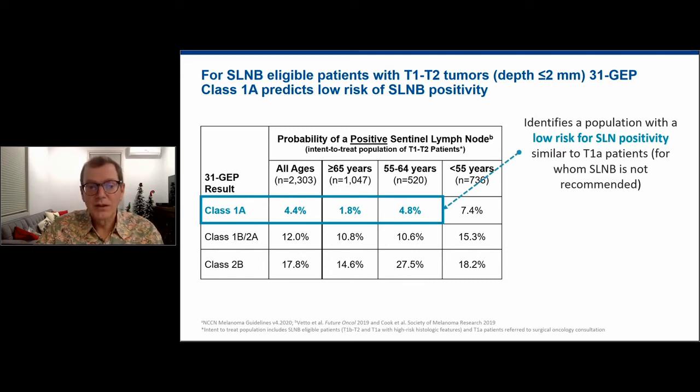And even more interesting to me is the 65-year-old threshold. You fall below 2% for patients that are class 1A when looking up to 2 millimeters in depth for sentinel lymph node biopsy positivity.